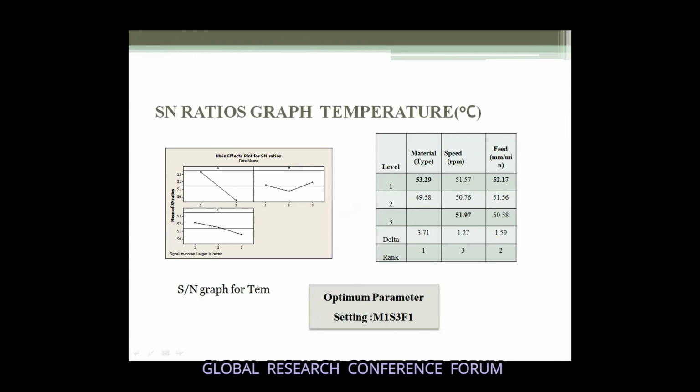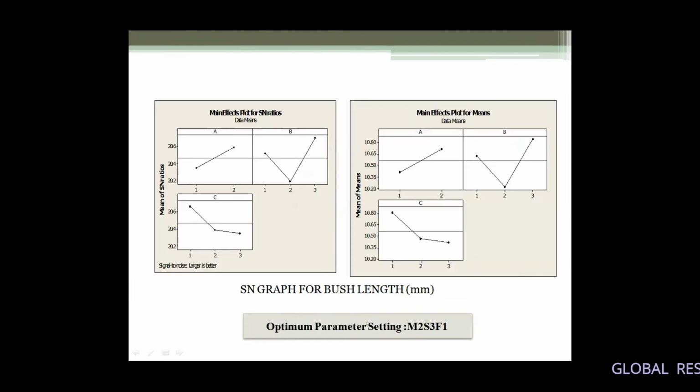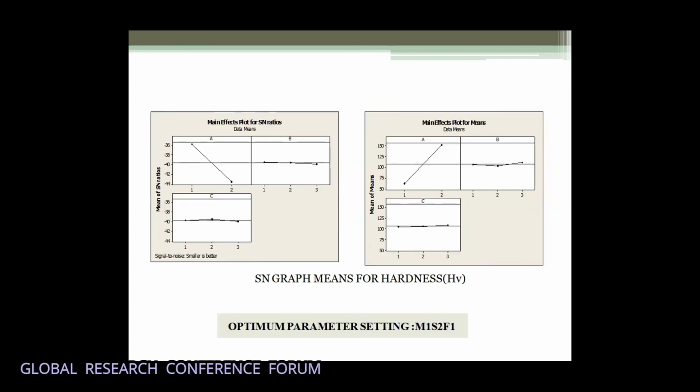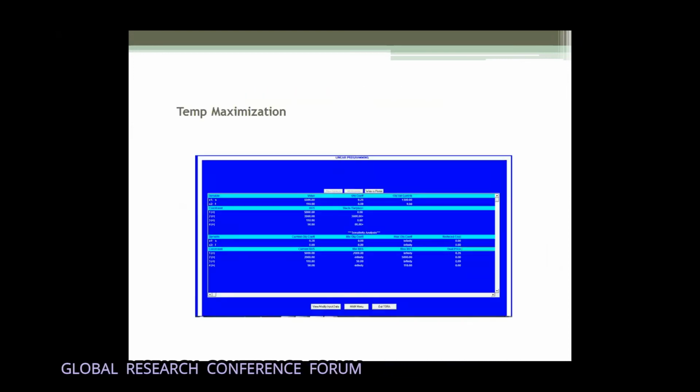The temperature is the most significant parameter, and accordingly we have optimized the parameters. The same applies for the bush length, and the same for the hardness. Likewise, we have optimized the parameters. Finally, we got the summary of these optimum conditions, which I have shown in this table for each and every trial. With the help of the ratio, these are the responses, that is temperature, bush length, and the hardness.